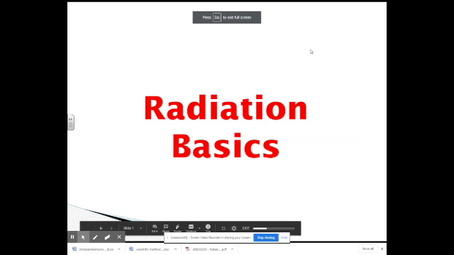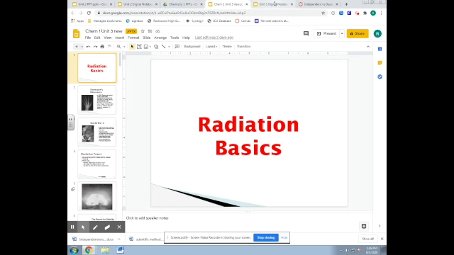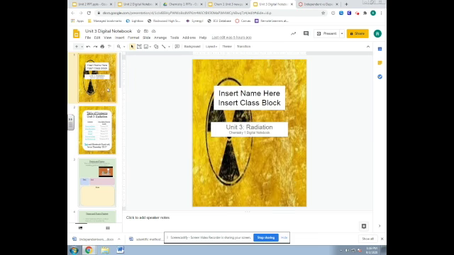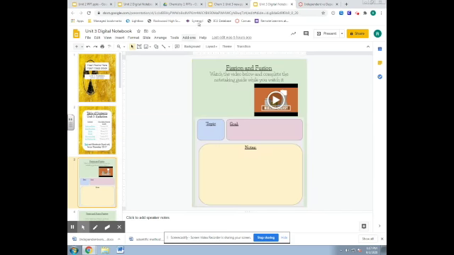So today we are starting our Unit 3, Radiation Basics. Before we get started, let's look at the digital notebook. Make sure you put your name and your class block in there. The table of contents, you can see the days we are doing different subjects, and the test and notebook for this will be Thursday the 17th. So basically a week from today. This is a shorter unit. So the first one is fission and fusion, and that's what we're going to go over.